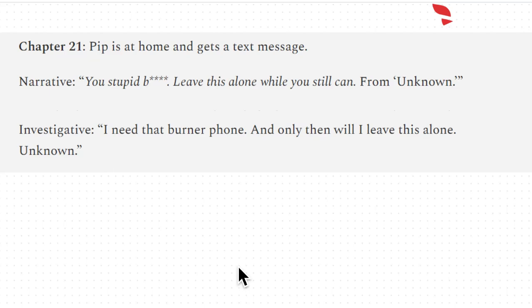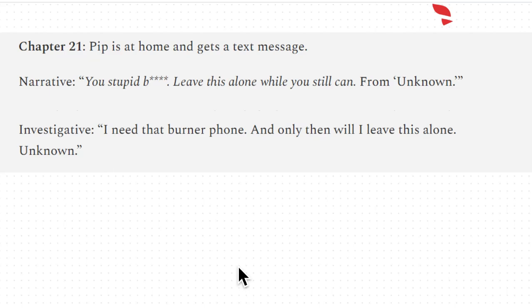It also locks the character more firmly onto their path by showing that they're now implicated and that they're on the right track. The investigative last line is, I need that burner phone, and only then will I leave this alone. Unknown. So we have the new goal stated for the next scene.